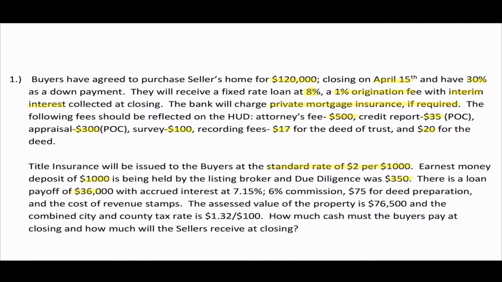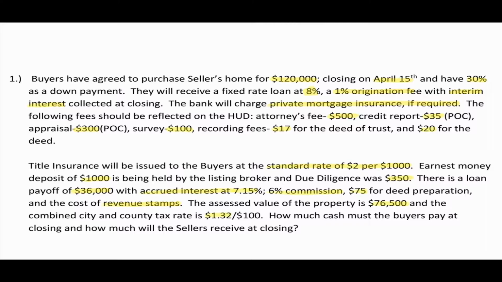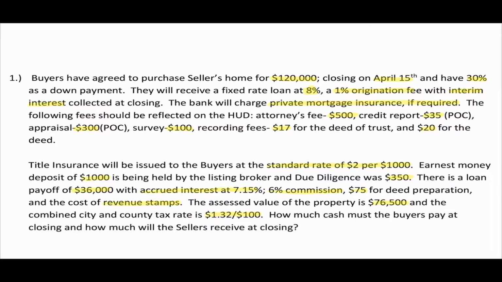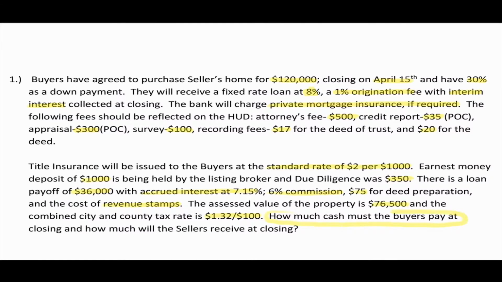There is a loan payoff of $36,000 with accrued interest at 7.15%, 6% commission, $75 for deed preparation, and the cost of revenue stamps. The assessed value of the property is $76,500, and the combined city and county tax rate is $1.32 per 100. How much cash must the buyers pay at closing, and how much will the sellers receive at closing?